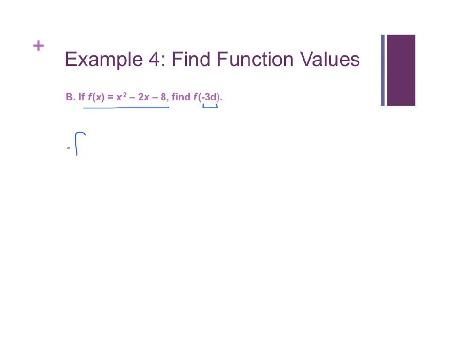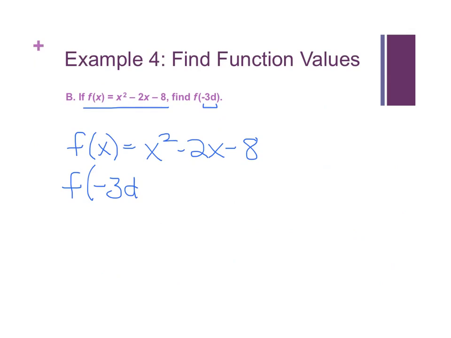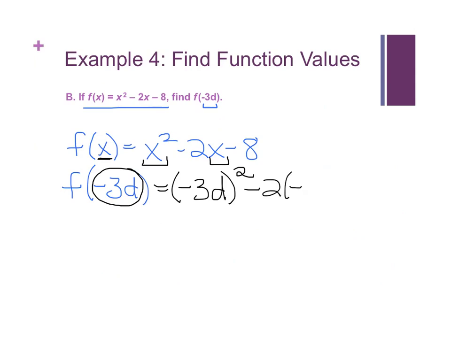Okay, so if you look at f of x equals x squared minus 2x minus 8, and I'm asked to find f of negative 3d, as you can see, x has now been replaced in the parentheses with negative 3d, which means that in each of these x values, I'm going to take the x values out and substitute the expression negative 3d. I get negative 3d squared minus 2 times negative 3d minus 8.